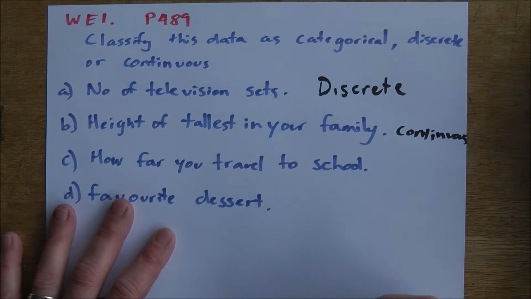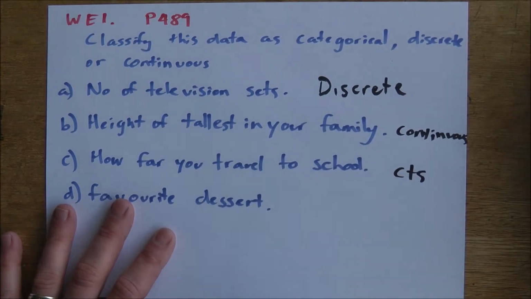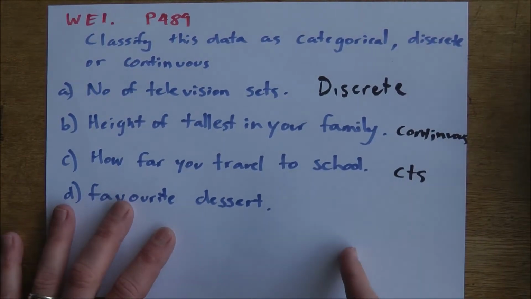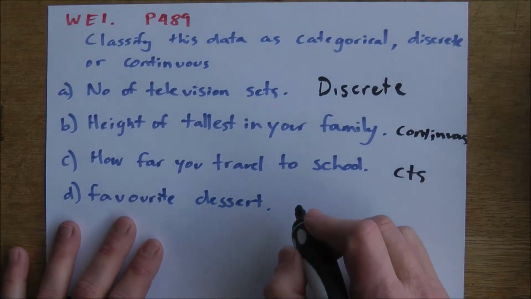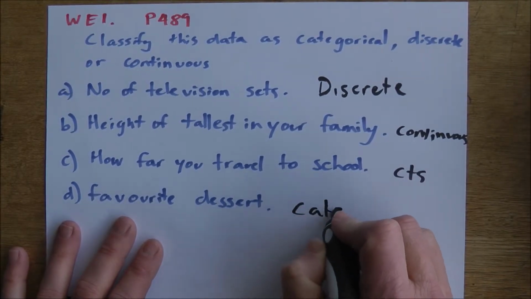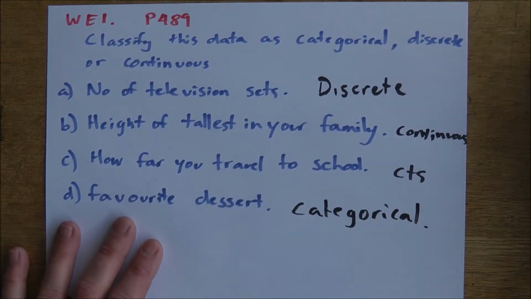How far you travel to school. Once again, you'd measure the distance that you travel to school, so it's continuous. That's an abbreviation for continuous. And your favourite dessert. Well, we don't measure what your favourite dessert is. It doesn't come as a number. We actually name what the dessert is. So it's an actual category, so it's categorical. And that's how we complete these questions.